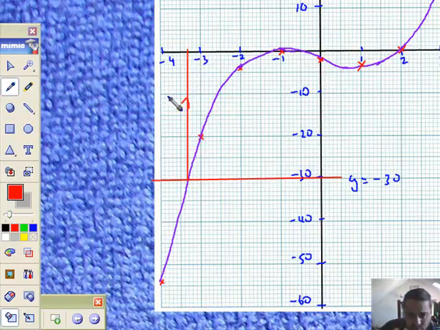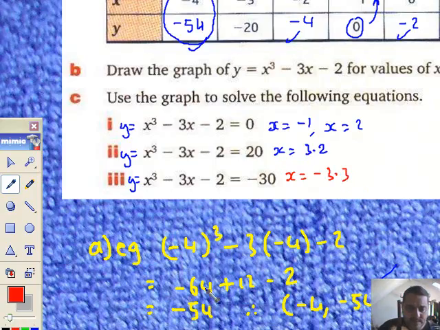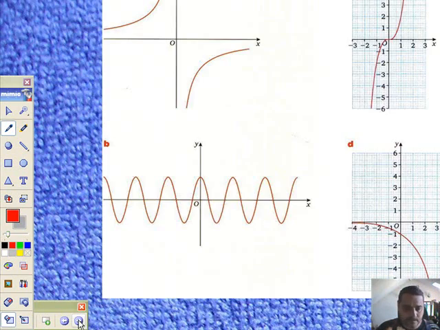1, 2, 3. I'm going to call that minus 3.3. That's what I get. So x equals minus 3.3. There's my solutions to that lovely, lovely question. There's the graph. It's beautiful.